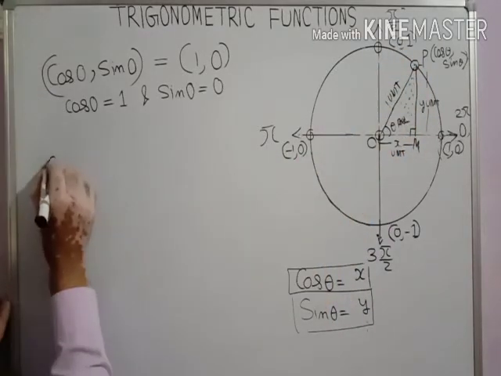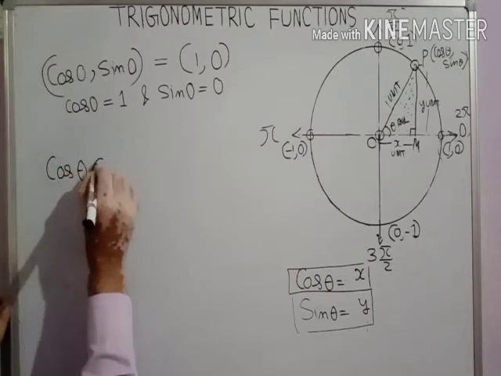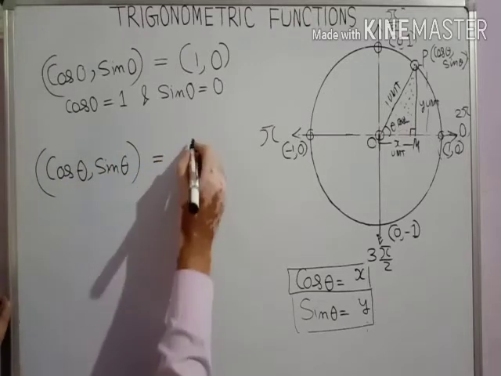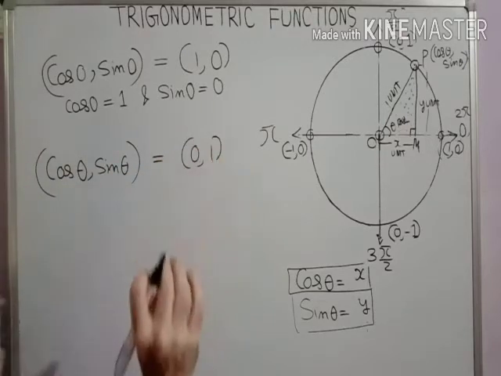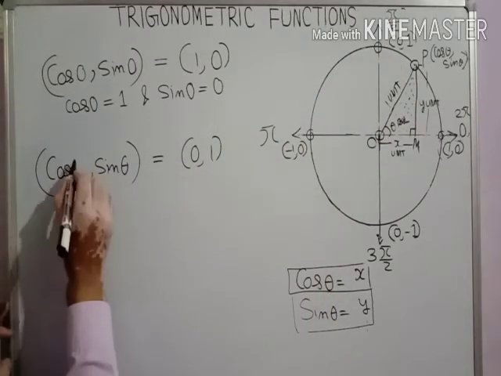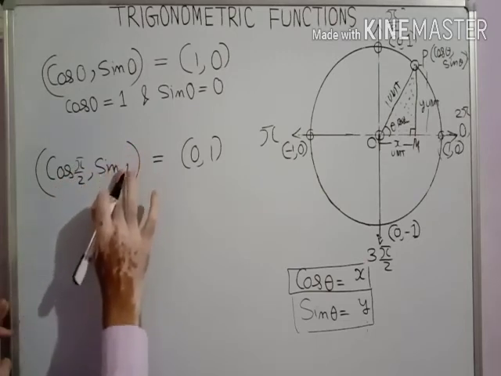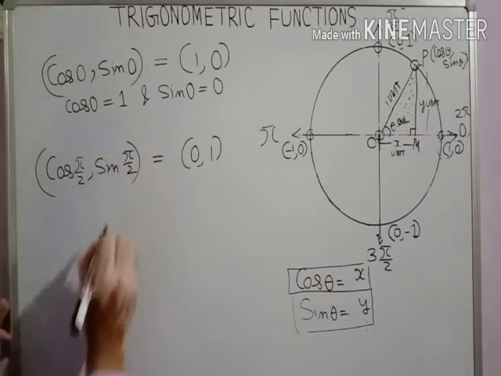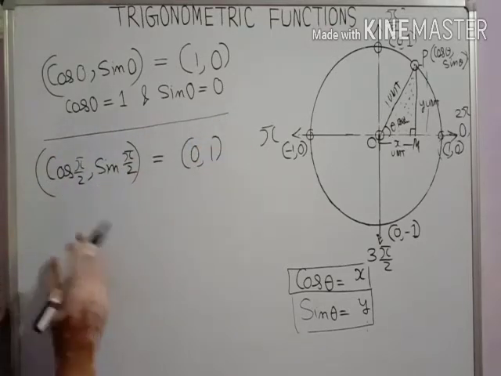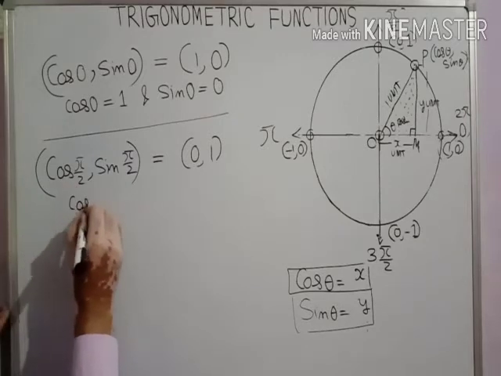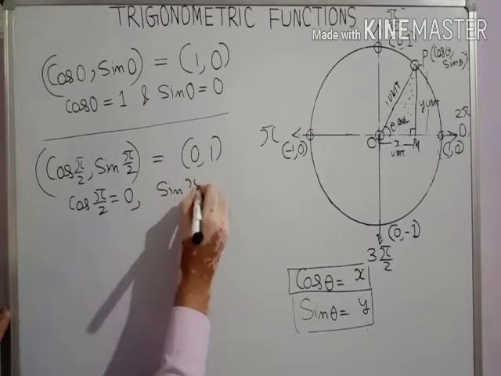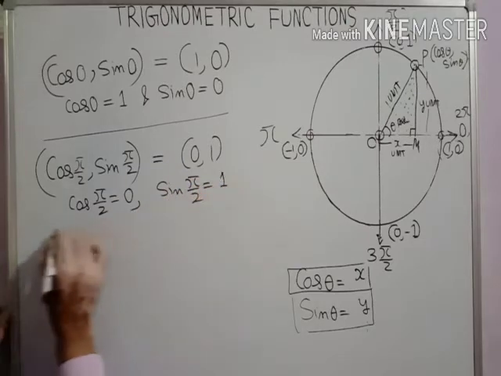It means cos theta comma sin theta, this point and this point, I mean 0 comma 1, will coincide at which angle? आप बोलोगे सर at pi by 2. इसका मतलब when theta is equal to pi by 2, both the points coincide, and whenever two ordered pairs are equal, it means their corresponding elements are equal. Cos pi by 2 equals 0, and sin pi by 2 equals 1.